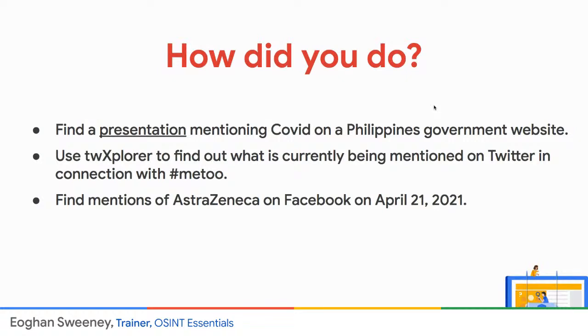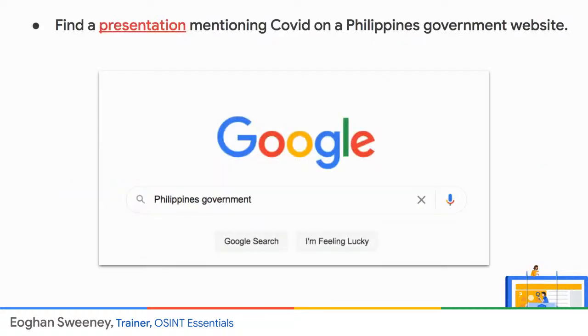So if you tried these out and they didn't exactly work the way you wanted them to, do consider trying them in different ways with settings changed. I'll show you a little example of it in a moment. But the first thing we wanted to do was to find a presentation mentioning COVID on a Philippines government website.